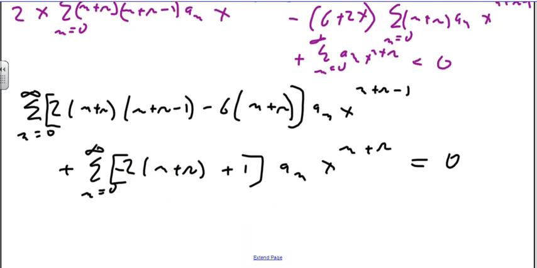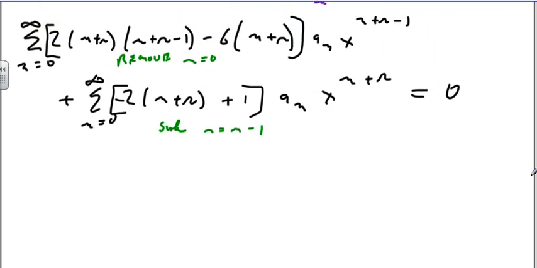Okay, so now I've done that, I'm going to do a substitution of n is equal to n minus 1 in the bottom guy. And at the same time, I'm going to remove, this is dangerous, n is equal to 0 from the top guy. Because if I do this wrong, it's going to be hard to find the error. Okay, so I'm going to have n equals 0.